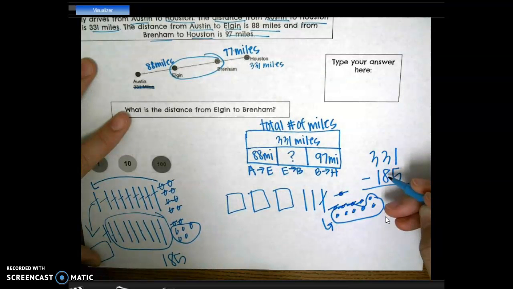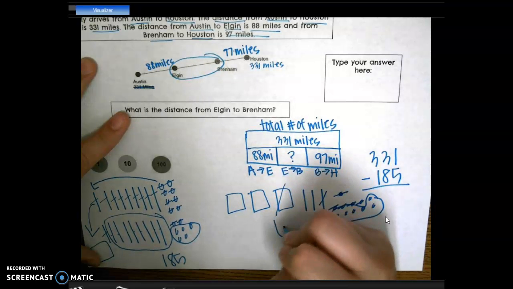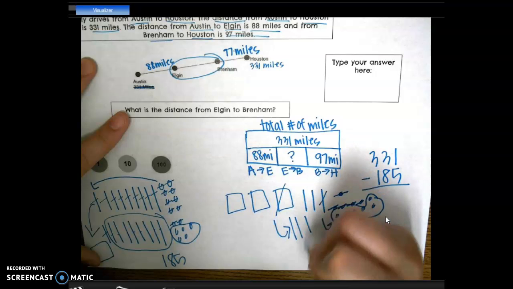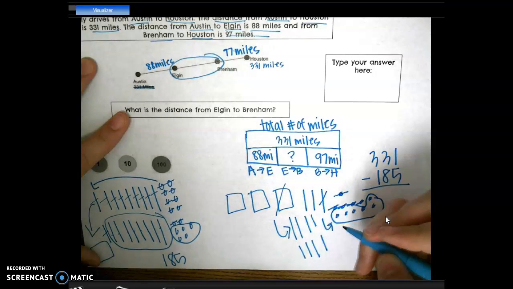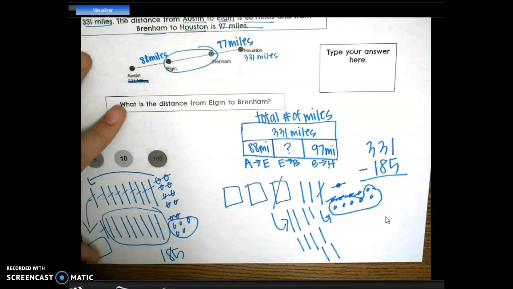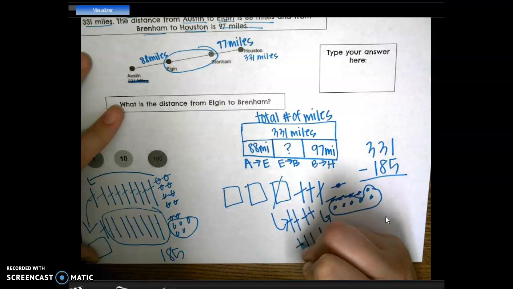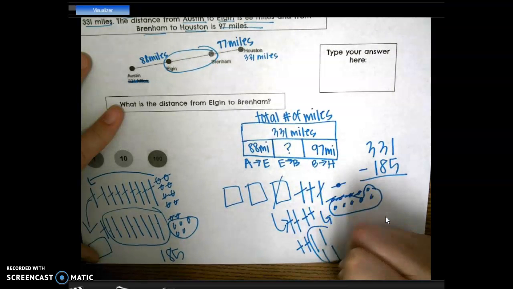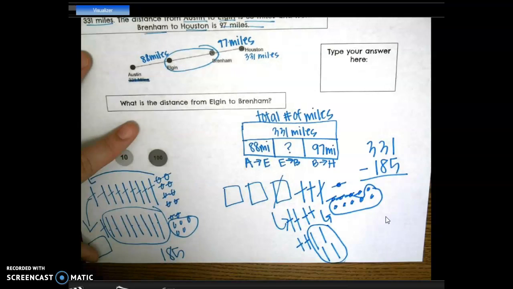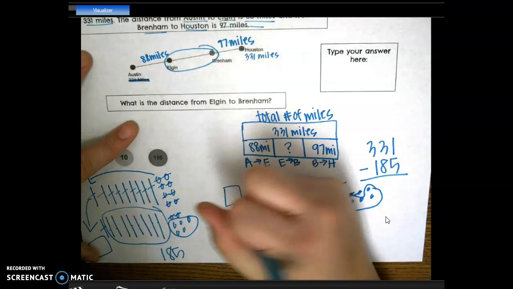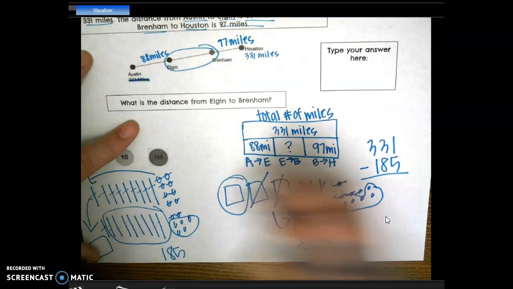Can I take away 8 tens from 2 tens? No, you cannot. 1, 2, 3, 4, 5, 6, 7, 8, 9, 10. Now I can take away 8 tens. 1, 2, 3, 4, 5, 6, 7, 8. This is what I have left. And then I need to take away 100. This is what I have left.